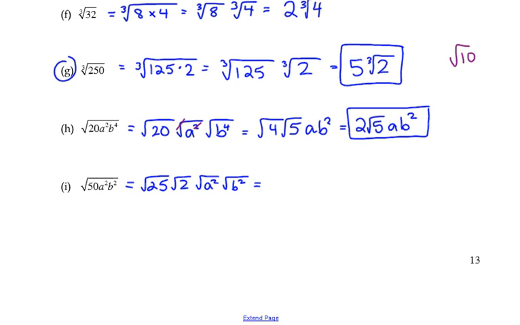Okay, what's the square root of 25? 5 root 2, the square root of a squared is a, the square root of b squared is b. All right. We have to look at the next page.